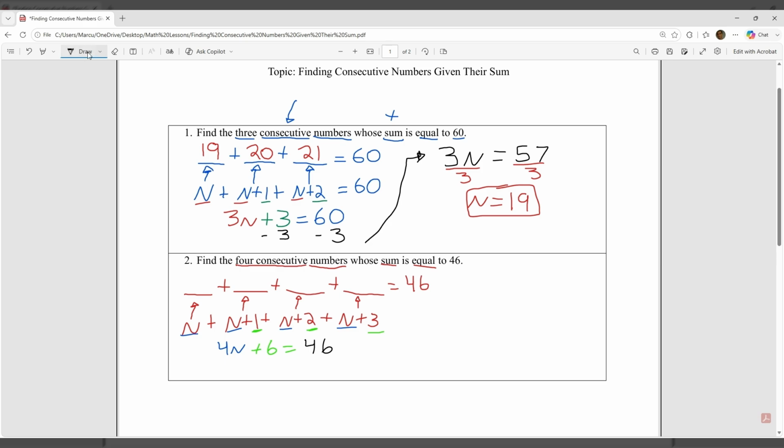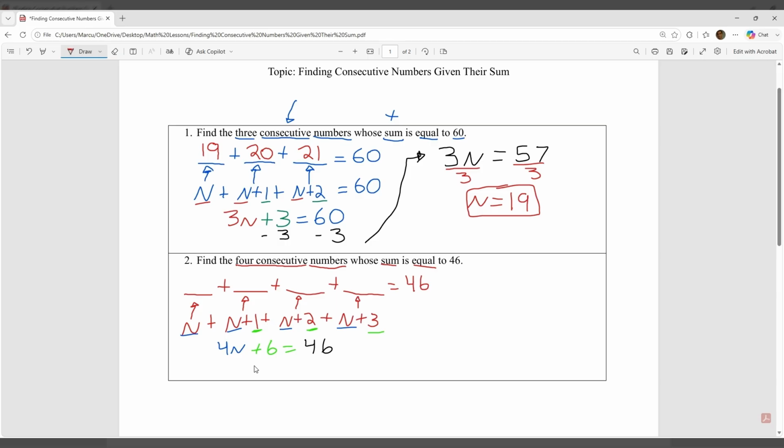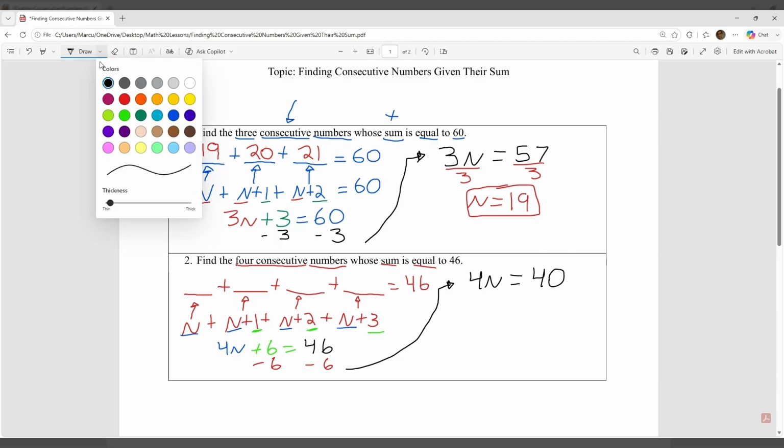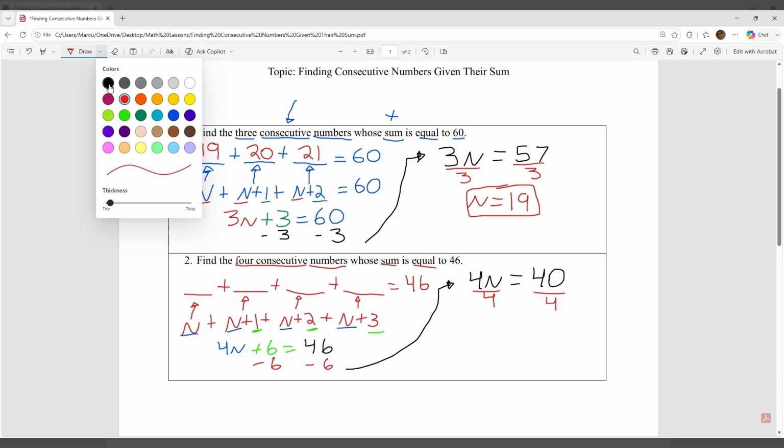Once you have that, this becomes a two-step equation. So because of the plus 6, the inverse operation will be to subtract 6 both sides, like this. We're going to continue on the other side. So we get 4n equal to 40. Again, inverse operation, instead of multiplying by 4, the inverse of that would be to divide both sides by 4. So we divide by 4, and n will be 40 divided by 4, which is 10.